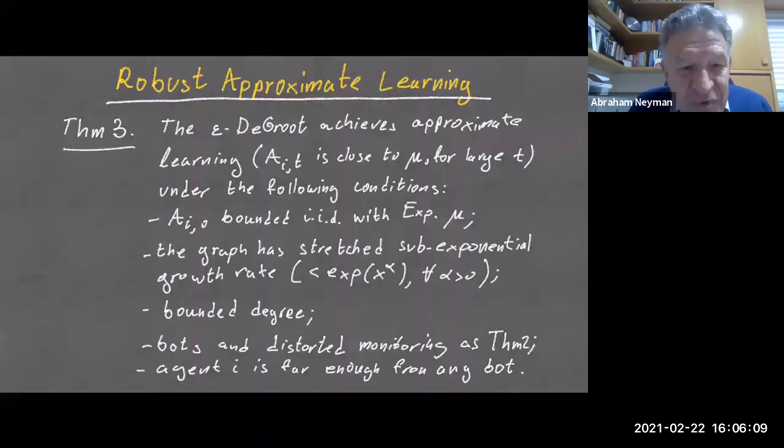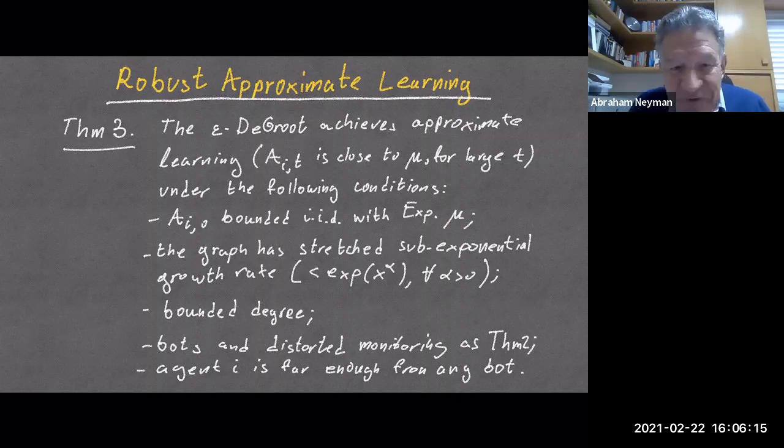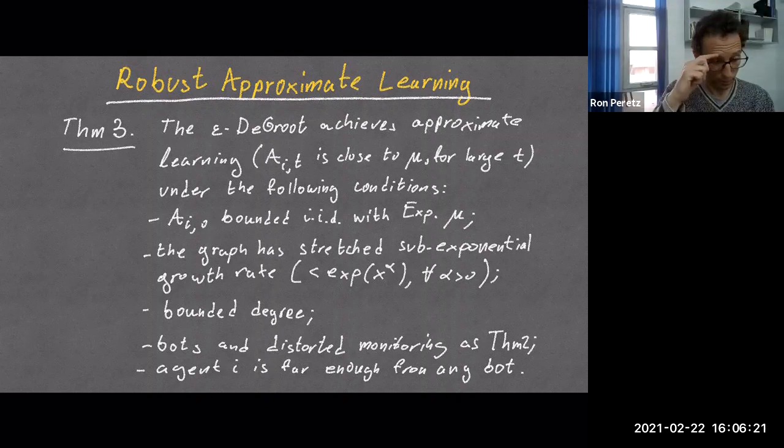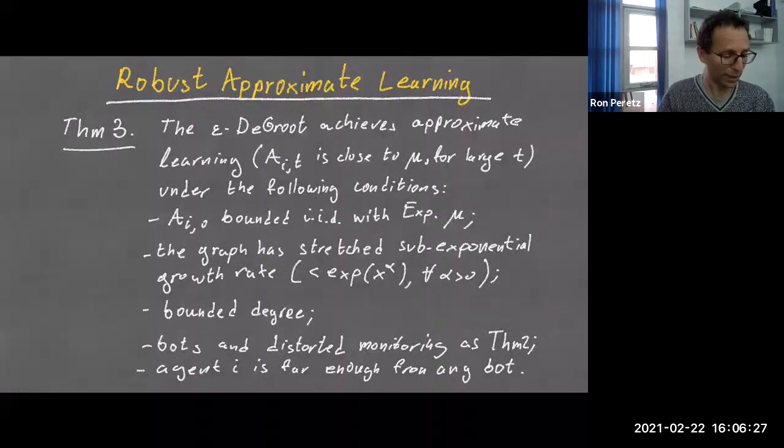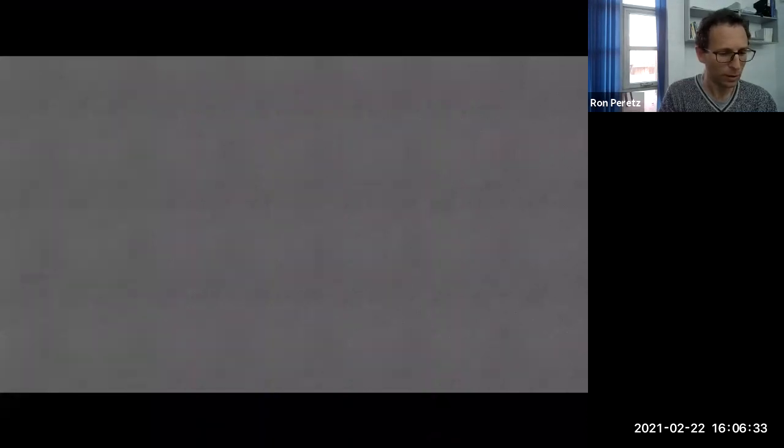Ron, basically, the last condition is like you could have started it before, right? Before you give the condition to say for every i like that, you have this convergence. Yes, that's true. I wanted to say the complicated things in the end. But that's true.